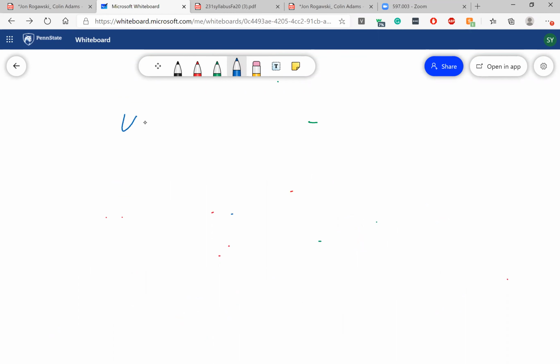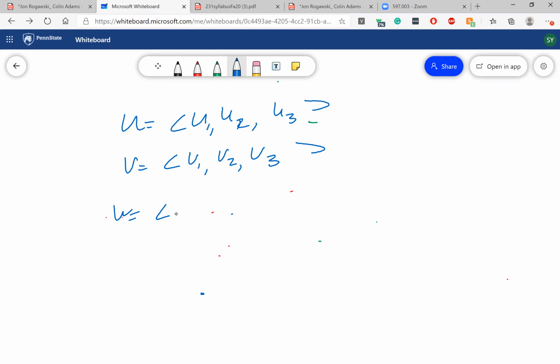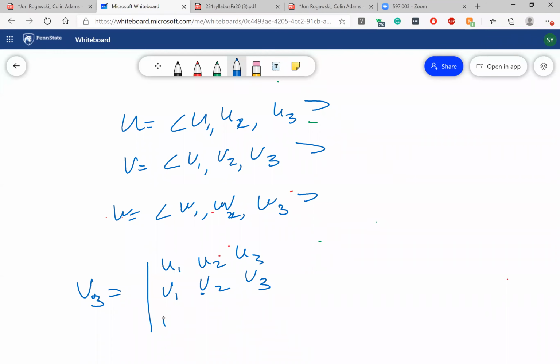If you have the vectors u = (u1, u2, u3), v = (v1, v2, v3), and w = (w1, w2, w3), then the volume of the parallelepiped created by these three vectors is going to be the determinant of the matrix with rows u1, u2, u3, v1, v2, v3, w1, w2, w3, which, like we said, is equal to the magnitude of u dotted with v cross w.